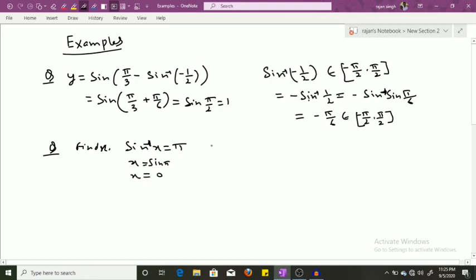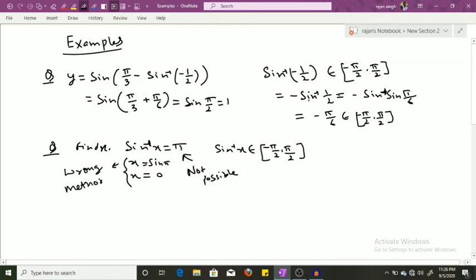Why are you wrong? See, what do we know? Sine inverse x equal to pi is written, but that doesn't mean the question is correctly written. We know that sine inverse belongs to minus pi by 2 to pi by 2. So whatever is given here is not possible. It's not correct. This question itself is not possible. That's the wrong method. Keep this in mind: the question itself is not possible.